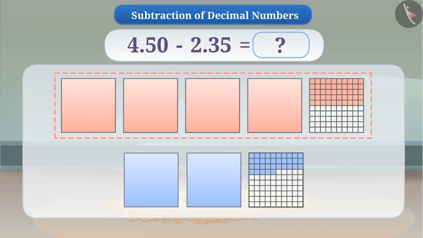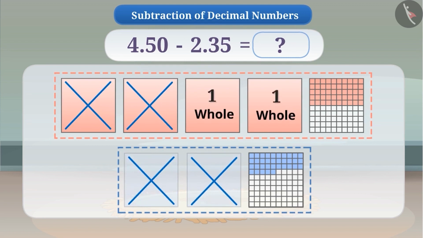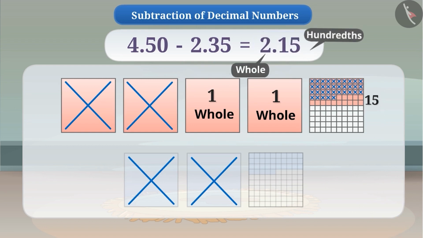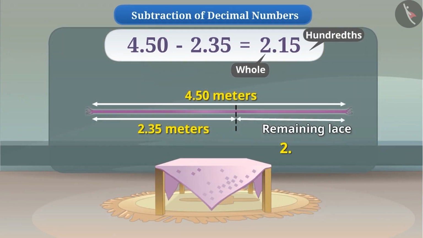Now, we will subtract 2.35 from 4.50. Since there are 4 squares here, after removing 2 squares, 2 will remain. Similarly, after removing 35 parts from 50 parts of the hundredths, 15 parts will remain. So tell me how we can write 2 wholes and 15 parts in decimal form. Think for a while. You got it right. We will write it as 2.15. Since there are 2 wholes and 15 hundredths, therefore, the length of the remaining lace is 2.15 meters.